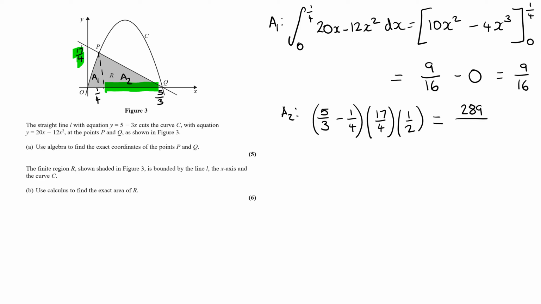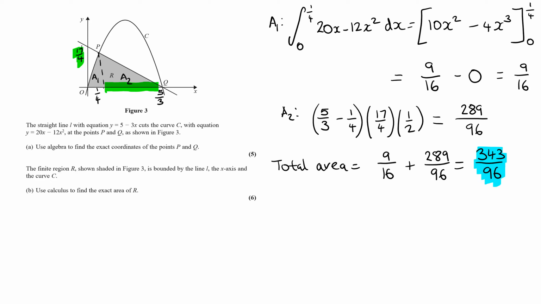Of course, the whole of this paper, we can do it all on our calculator. So we just simply shove that in the calculator. And then to work out the total area, all I do is just 9/16, so the area of A1, add the area of A2, and again we just put this on the calculator, and we just get 343/96 as my answer. I was asked for the exact area of R, so I would just simply leave it as that improper fraction there, rather than change it to a decimal.